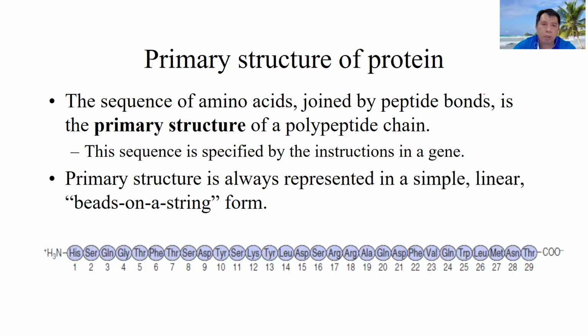Primary structure of protein: the sequence of amino acids joined by peptide bonds is called the primary structure. This sequence is specified by the instructions in a gene. The gene in the DNA determines the primary structure of a protein.